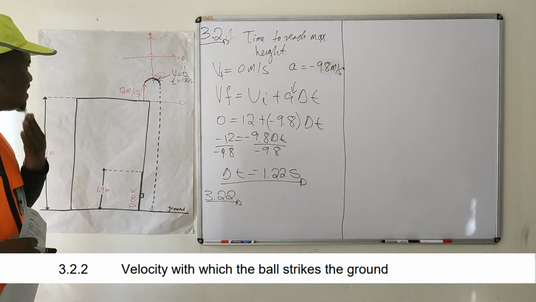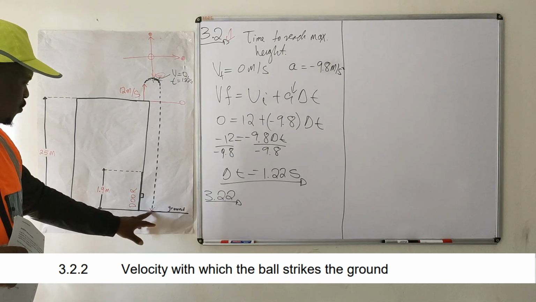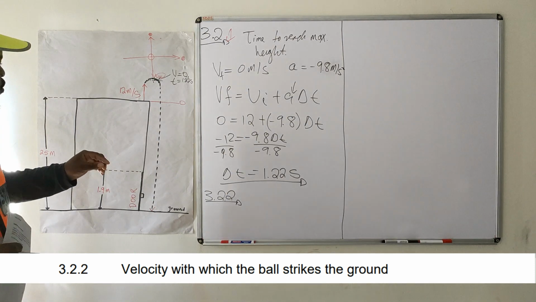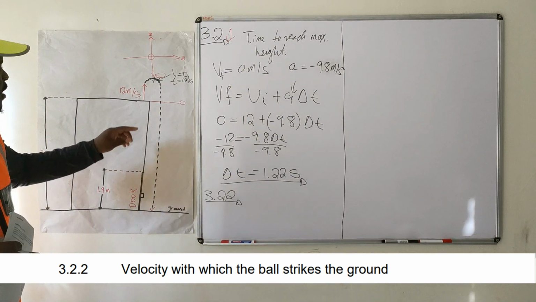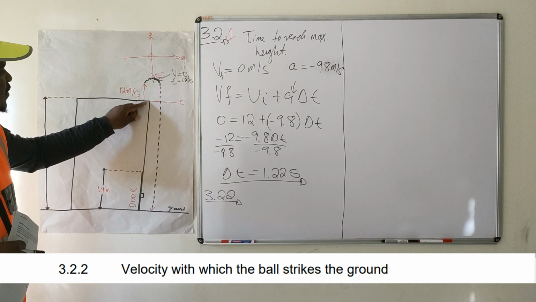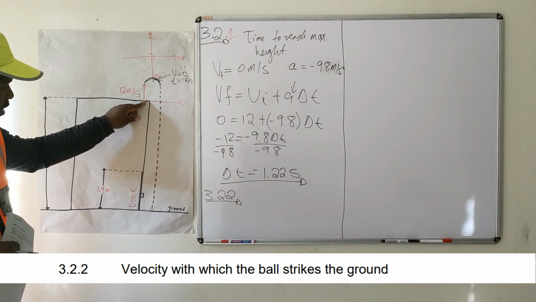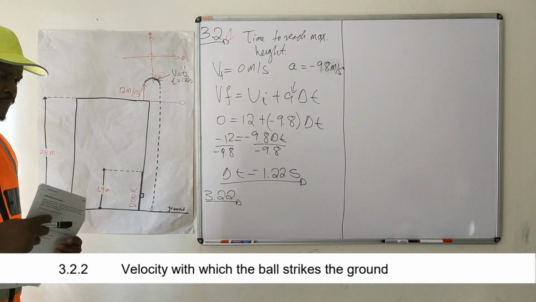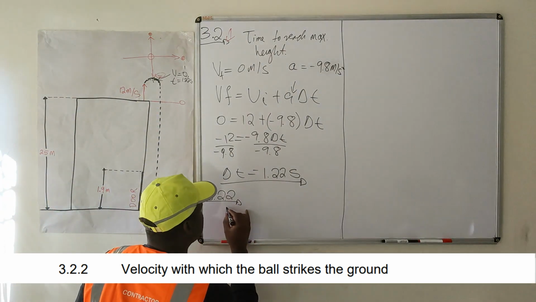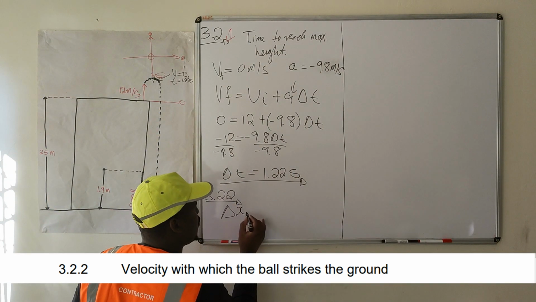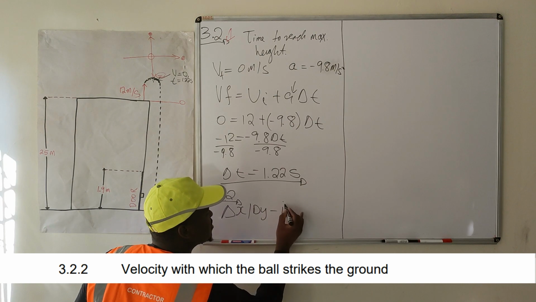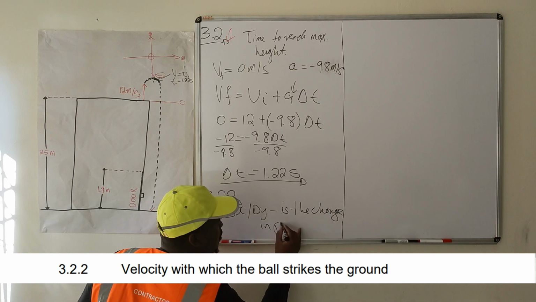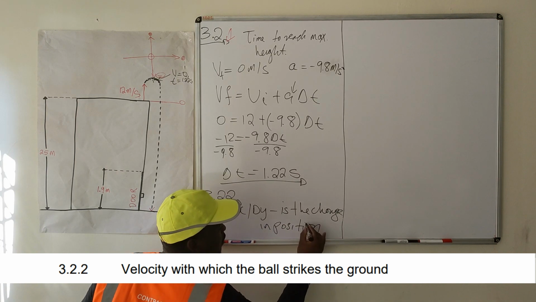So what we can say is, okay, since we're in this situation, we know that in total the ball is displaced. The displacement of the ball is this one here. It's 25 meters. So the displacement, or delta y, is the change in position. The change in position.